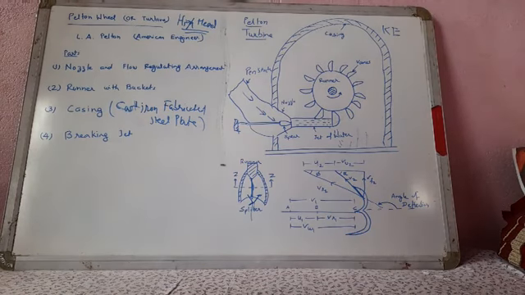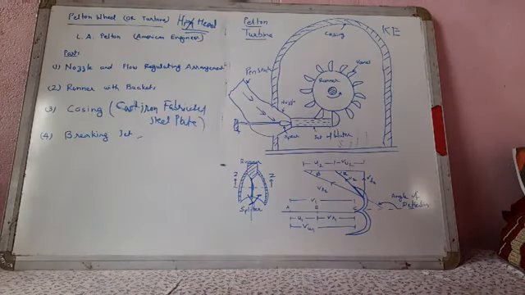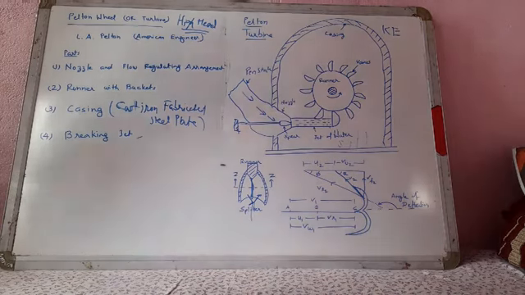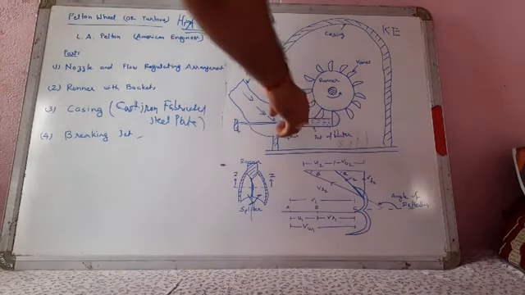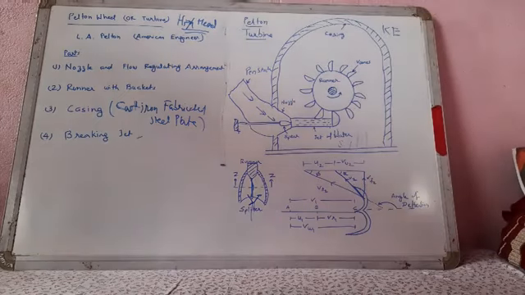Next is the braking jet. When the nozzle is completely closed by moving the spear in the forward direction, the amount of water striking the runner is reduced to zero in the forward position. The inlet water is stopped, but the runner, due to inertia, goes on revolving for a long time.